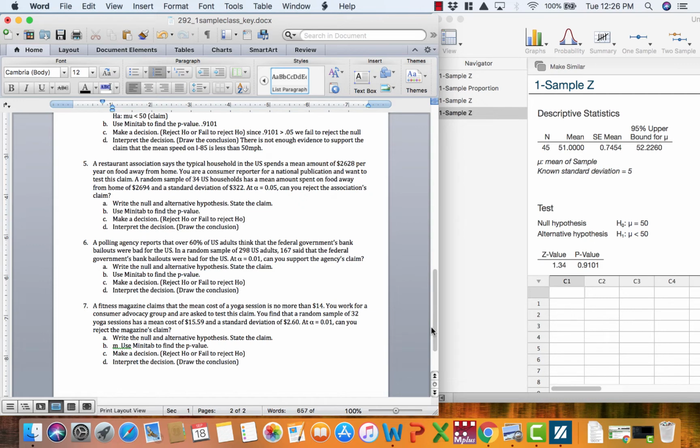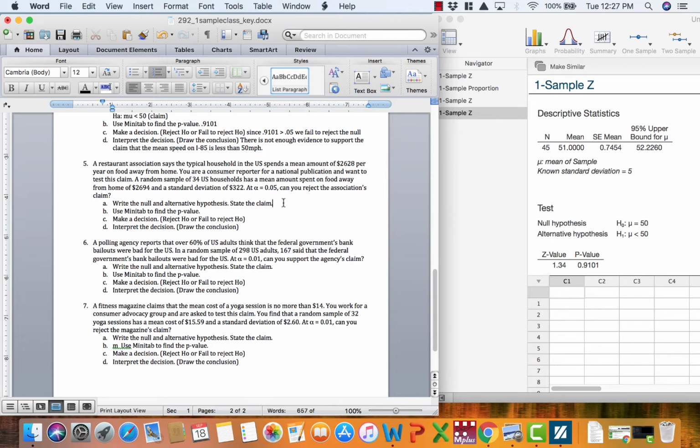All right, number 5. A restaurant association says the typical household in the U.S. spends a mean amount of $2,628 per year on food away from home. You are a consumer reporter for a national publication and want to test this claim. A random sample of 34 U.S. households has a mean amount spent on food away from home of $2,694 and a standard deviation of 322. At alpha equals 5%, can you reject the association's claim?